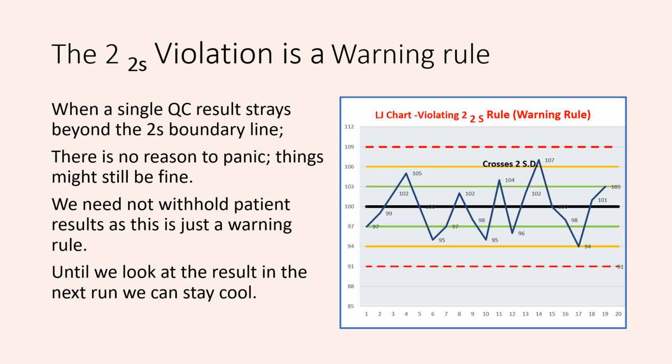When a single QC result strays beyond the 2S boundary line, there is no reason to panic. Things might still be fine. We need not withhold patient results as this is just a warning rule. Until we look at the result in the next run, we can stay cool.